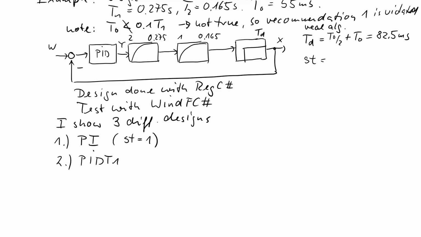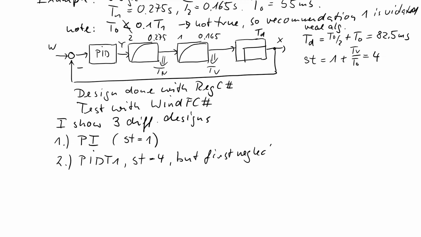Let's just check the step depth estimation in our system is 1. Note in pole compensation, the largest process time constant should be copied into the Tn value, and the second largest process time constant should be copied into the TV value. So pole compensation here is used so that we directly can calculate the step depth estimation as 1 plus TV divided by T0. The value you get, if you divide the TV value by 55 milliseconds, is exactly factor 3, so we get a step depth value of 4. So we design first PIDT1 with step depth 4, but first neglect delay. So delay time TD is 0.